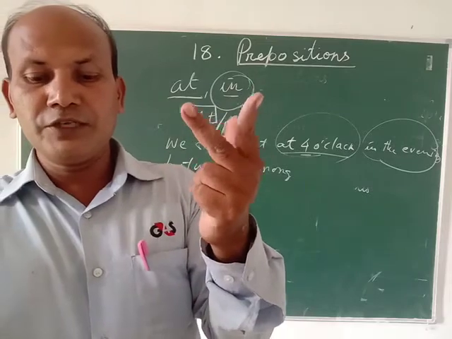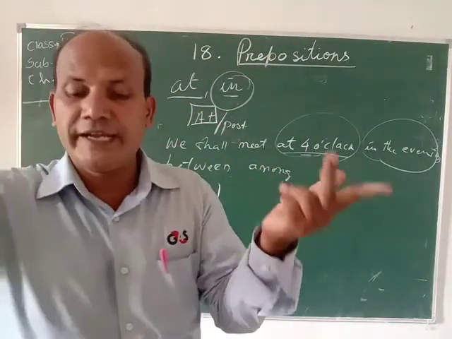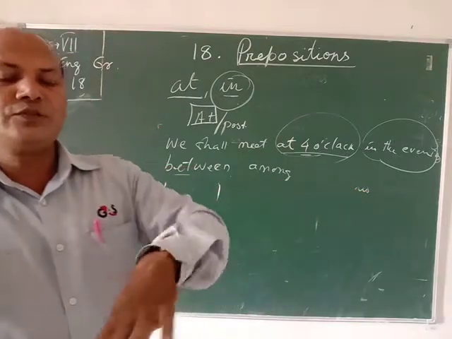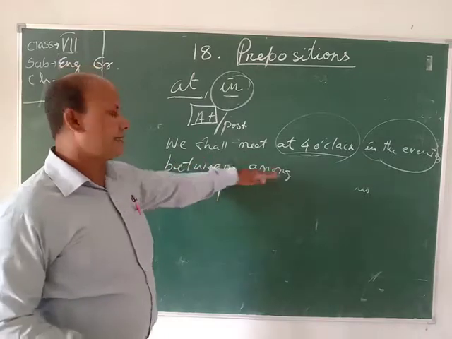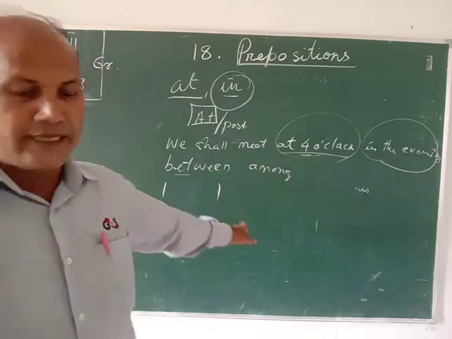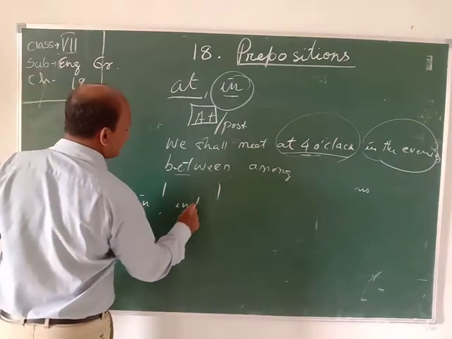But distribute these biscuits among the poor, or distribute this sweet among the students. Among means more than two. There's a difference between between and among. Okay, it's clear. Then in and into. In and into, a difference there.